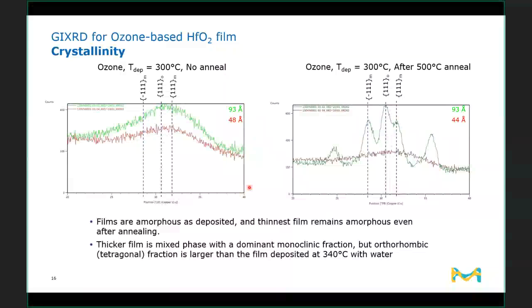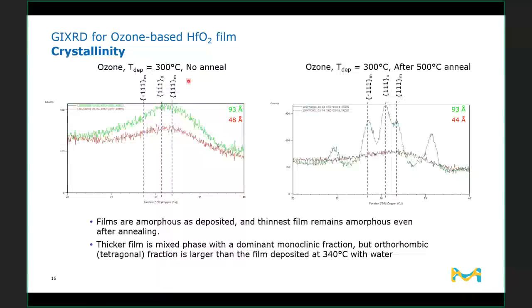And then if we do the same check, but with ozone-based films, we have two thicknesses in this case, about a 50 nanometer film and something that's just shy of 100 nanometers. We see that both of these films are actually pretty amorphous as deposited, and then the thicker film does get crystalline after annealing, again in this mixed phase, as we saw before. And so this behavior is interesting, that there is an effect of which reactant gas that you use. But overall, once you do the annealing, you see similar sorts of behavior in terms of the fact that you get mixed phases with this particular material.